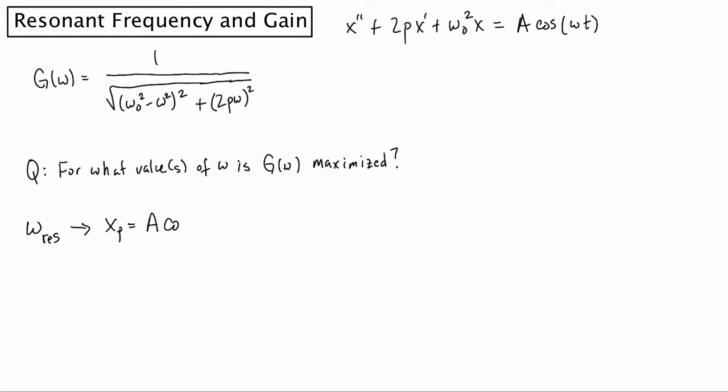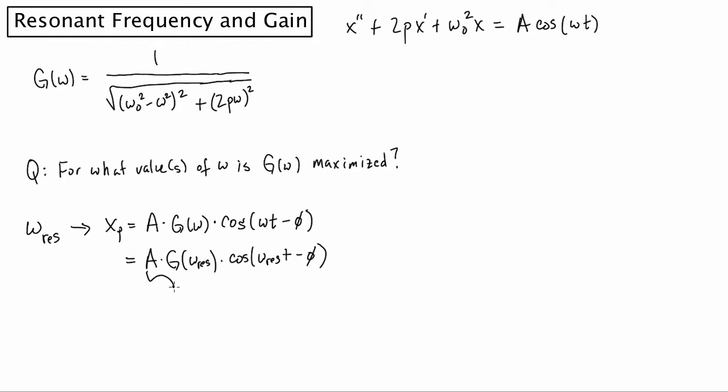cosine, so let me back up a second. It's a times the gain times the cosine of omega t minus phi. I'm looking for the value of omega such that when I plug that value in, so g at the resonant frequency times cosine of the resonant frequency, what we end up getting is a maximal response, which means that we end up with a maximal amplitude.